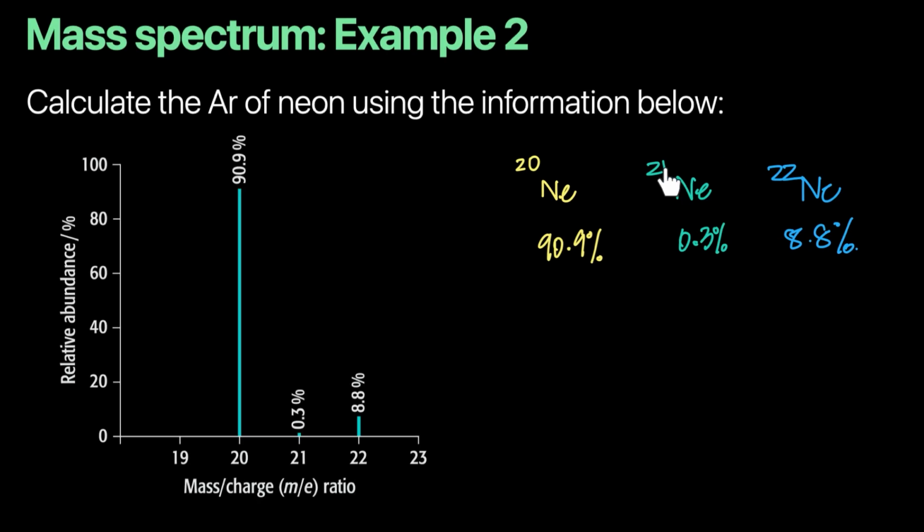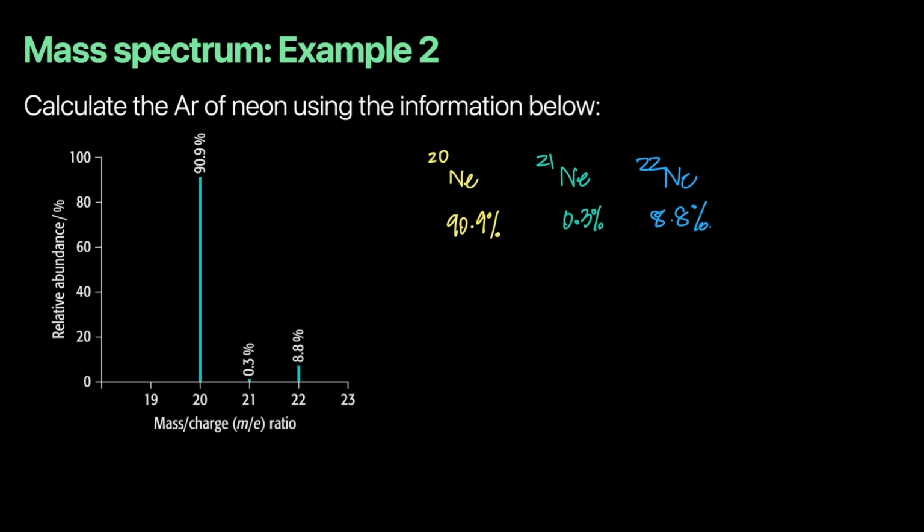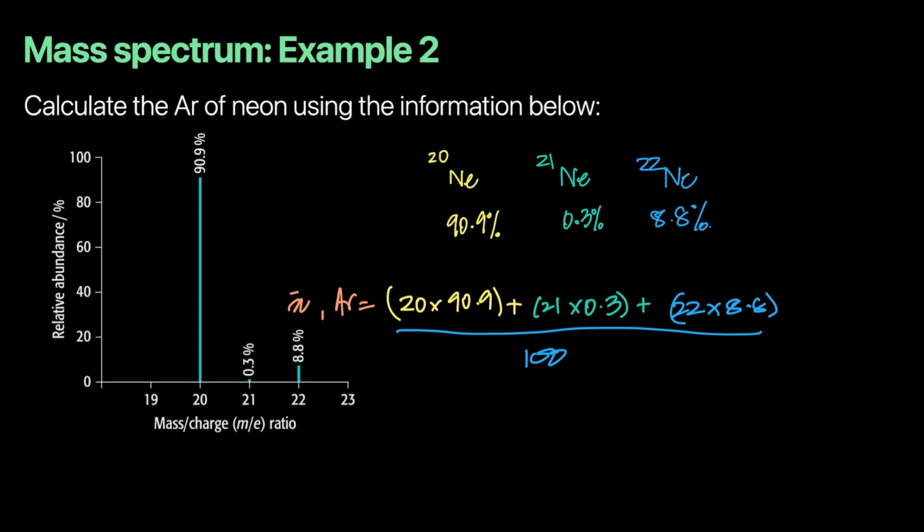So this is the data we got from this graph, and zooming out so I have more space, I can find the Ar, that is literally the average mass. So the Ar would be, I think this comes out to 20.2, or approximately 20.2 to 1 decimal place.